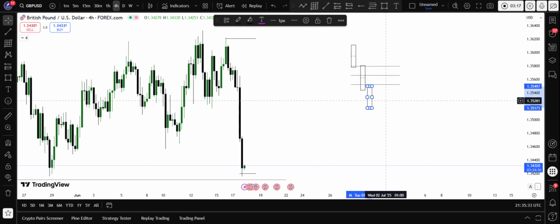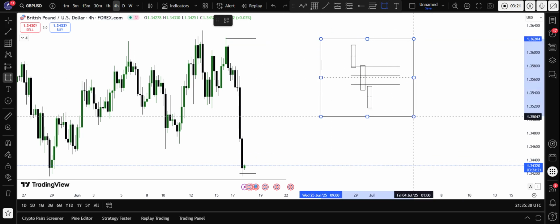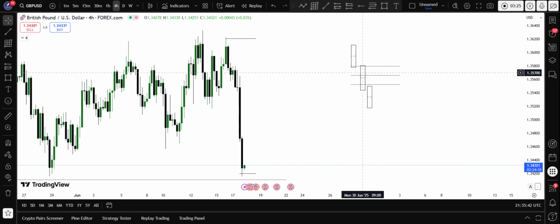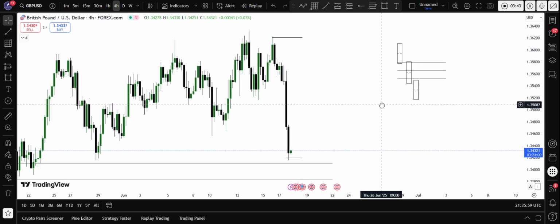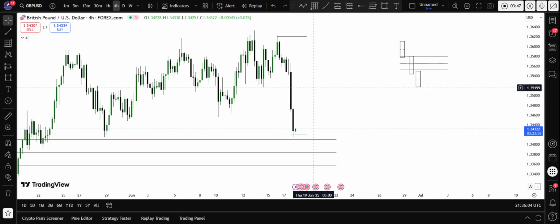So this is basically what a fair value gap is. A three candle formation, the second candle, that's the middle candle, whereby the wick of this first candle and the last candle do not overlap. So this space in between here is called a fair value gap. So that's what I trade. So look for fair value gaps around here.